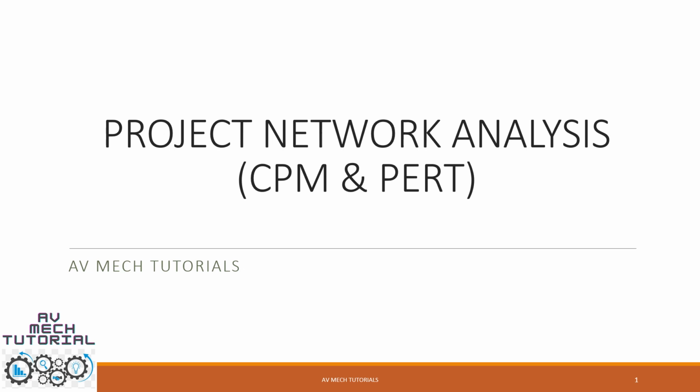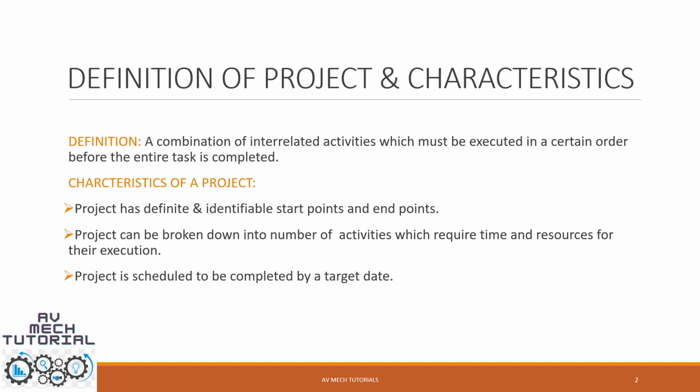So let us first understand what is a project and what are its characteristics. A project is defined by many authors, but in a simplified way, we could say that a project is a combination of interrelated activities which must be executed in a certain order before the entire task is completed. Now let us look at the characteristics of a project.